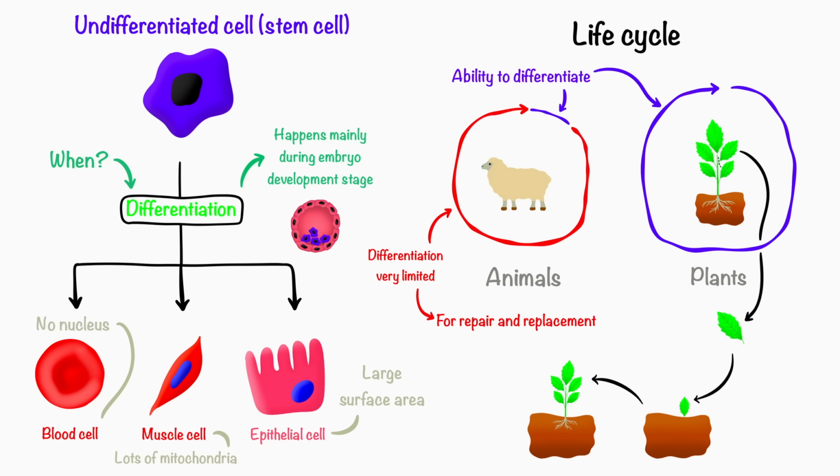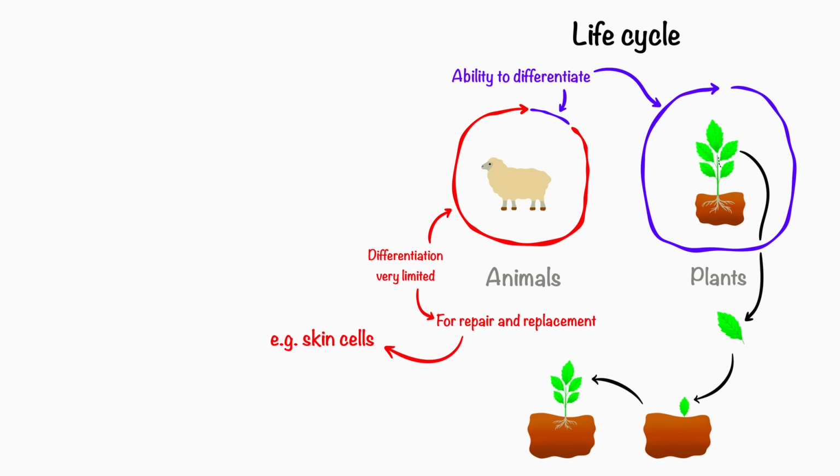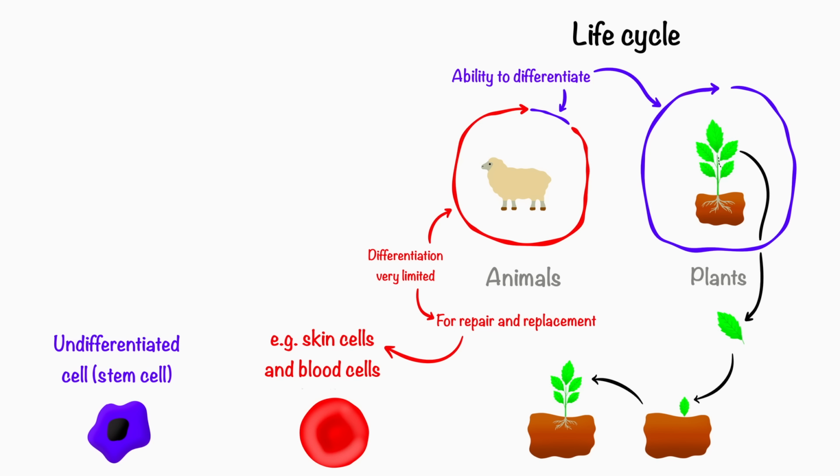In mature animals, differentiated cells are mainly used for repairing and replacing cells. This includes cells like skin cells that are constantly being shed and replaced. Blood cells also need regular replacement as they wear out. Some cells in our body remain as undifferentiated cells. These are called stem cells. We'll learn more about them in a future episode.